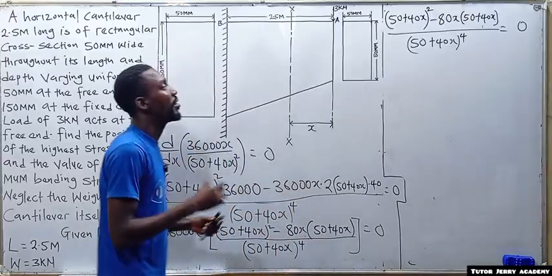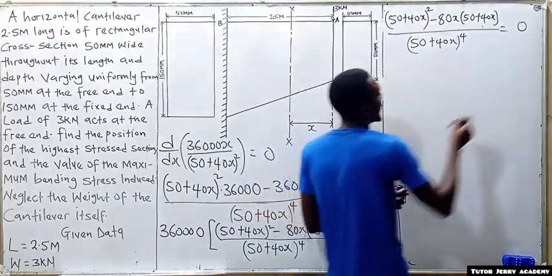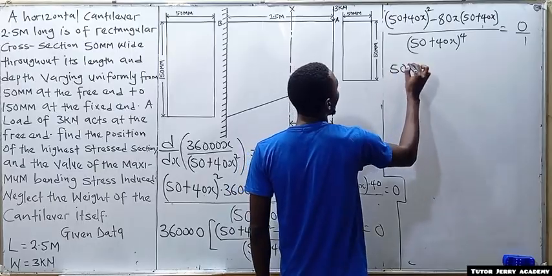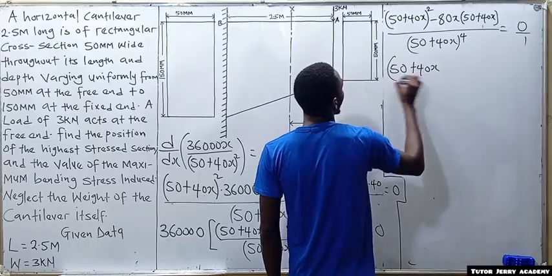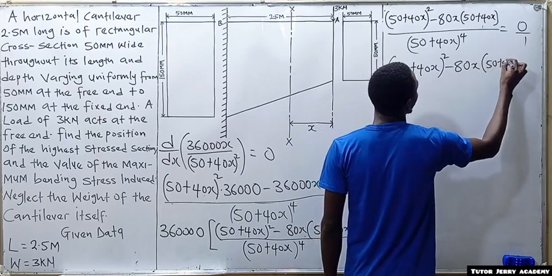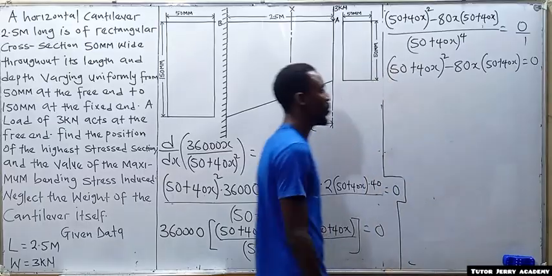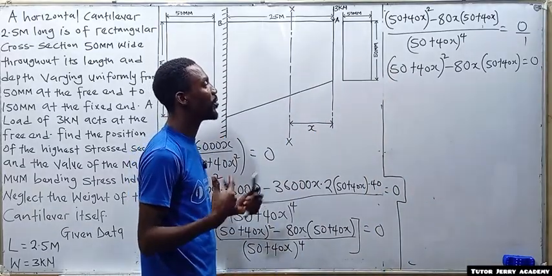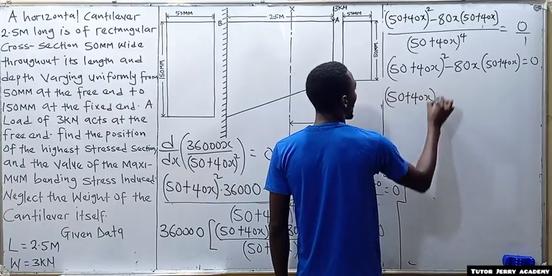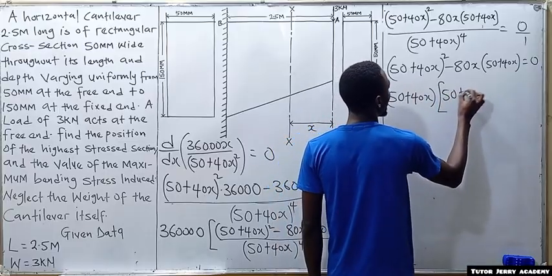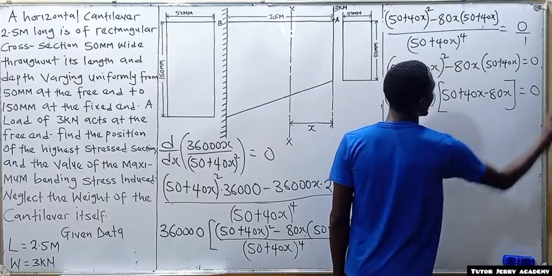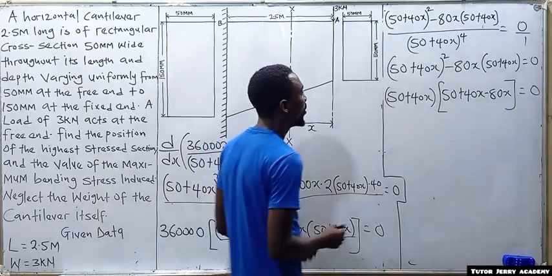Now, if we cross multiply, this one is over 1. 0 multiplied by this, 1 multiplied by this, so we'll be left with (50 + 40s) all squared minus 80s into (50 + 40s) equals 0. Again, we can factor out 50 + 40s, so we are left with (50 + 40s − 80s), and everything will be equal to 0.